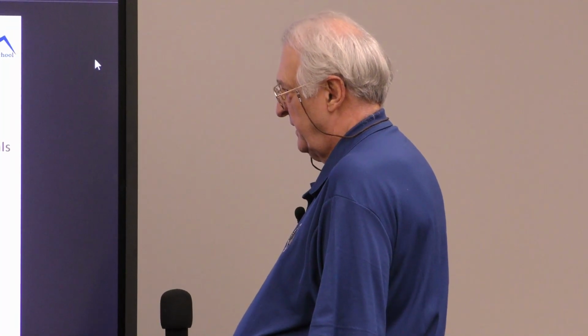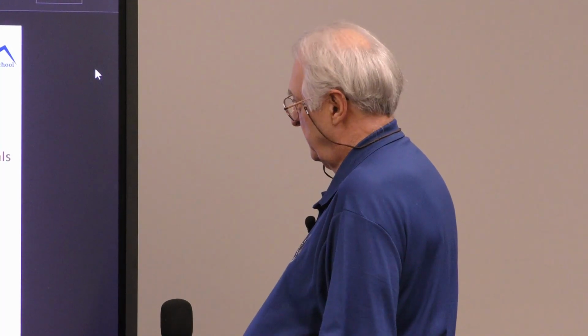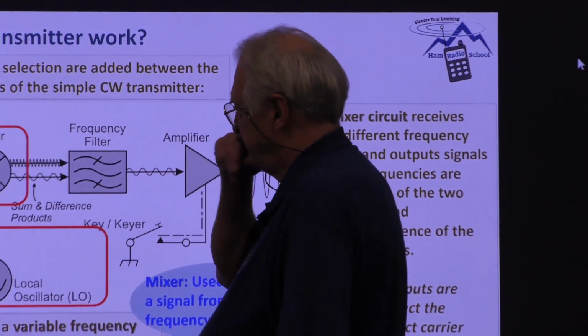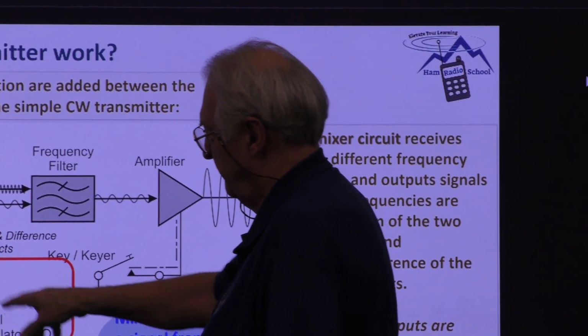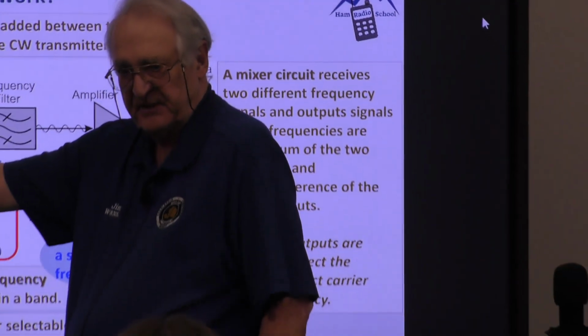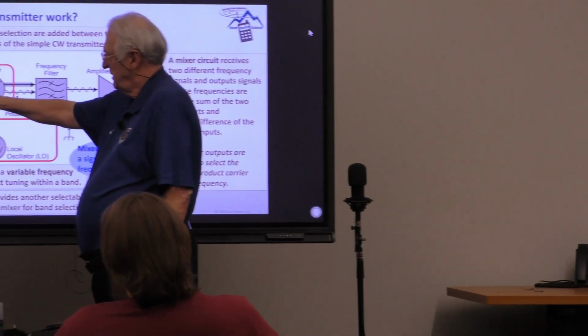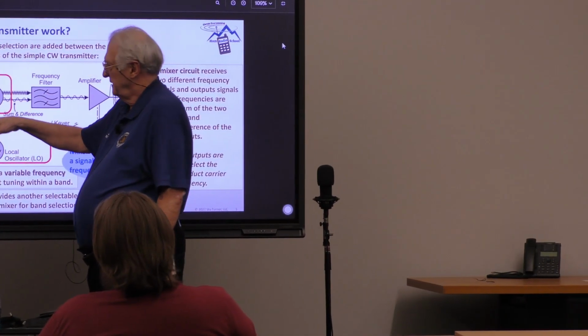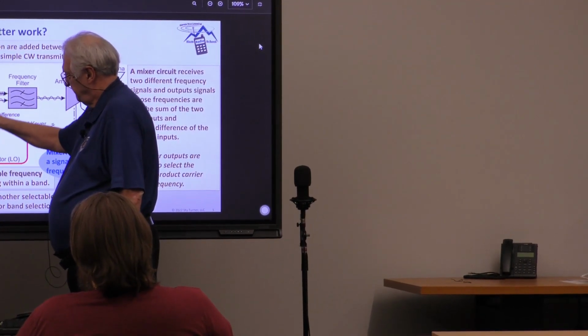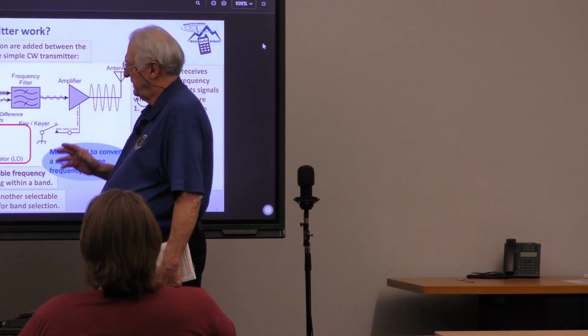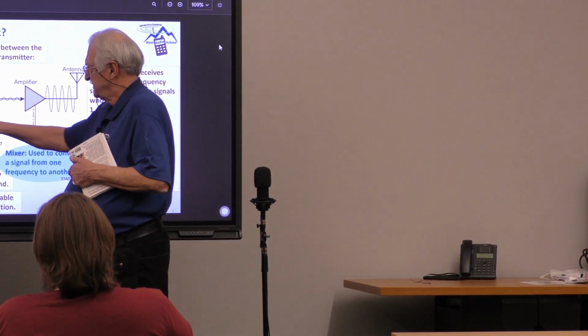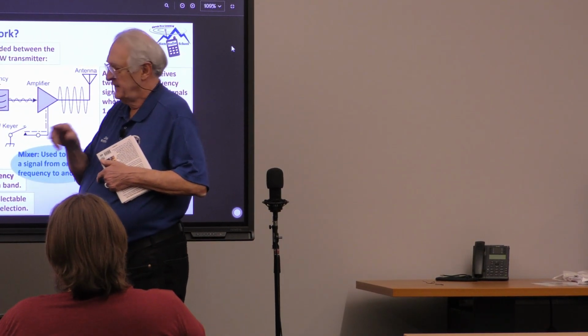What are we doing here? This is a little bit fancier example of that, where we still have our oscillator, but we have a mixer. And this is going to be a variable frequency compared to the CW on a fixed frequency. This can be varied. We have a knob that will change the oscillation from one frequency to another frequency. Then we have a mixer. Now, what's a mixer? A mixer is a non-linear device that takes two signals and results in the sum, the difference, and the fundamentals.